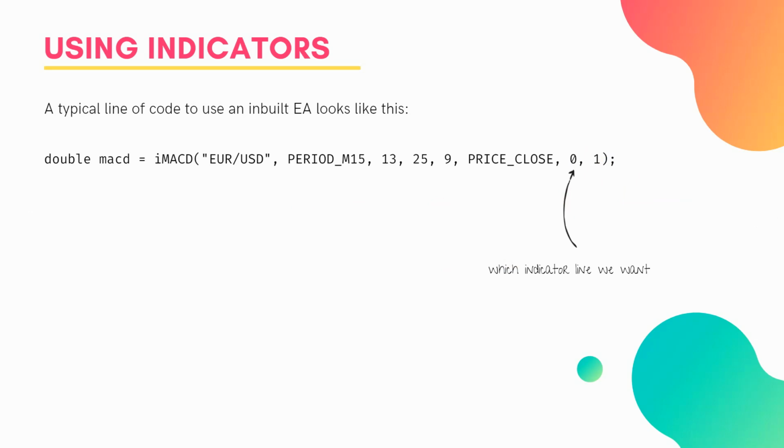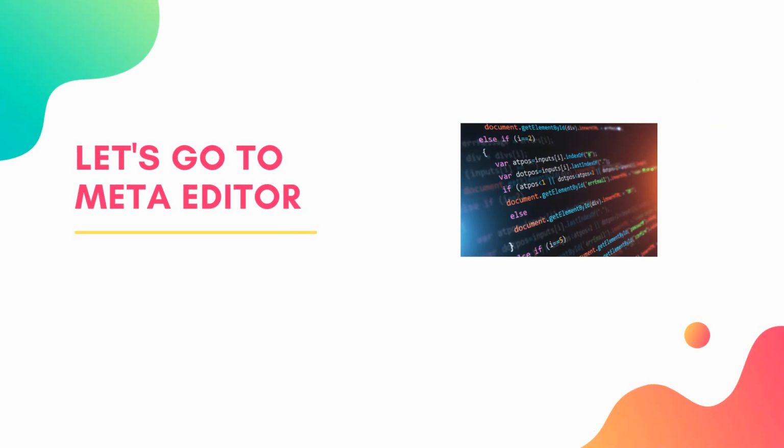indicator in the code. So what we'll do now is we'll go over to the MetaEditor and we'll use a practical example to help solidify what we've seen there and hopefully show you how you can generate some trade signals from using an inbuilt indicator.